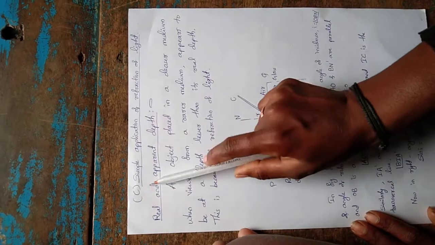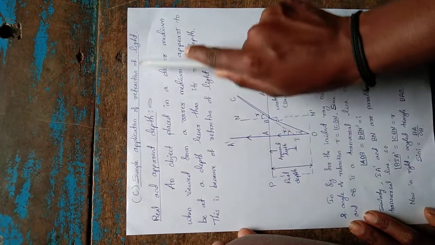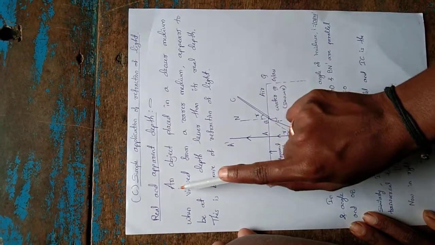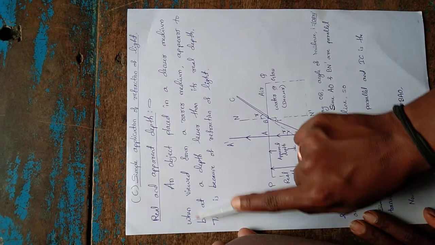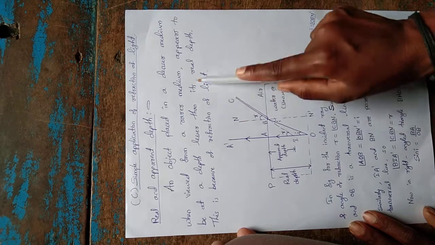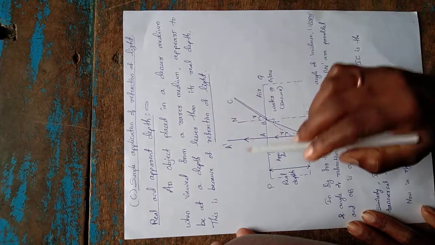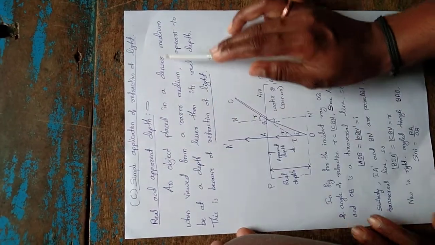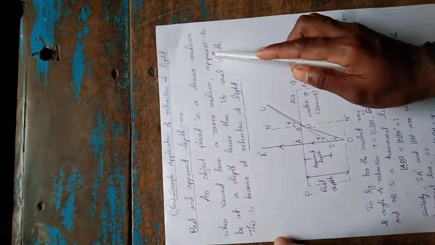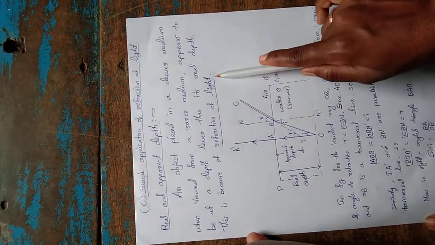Next, part C, simple application of refraction of light. Real and apparent depth. An object placed in a denser medium when viewed from a rarer medium appears to be at a depth lesser than its real depth. This is because of refraction of light. For example, an object placed in a denser medium when viewed from a rarer, less dense medium, appears to be at a depth lesser than its real depth. This is because of refraction of light.